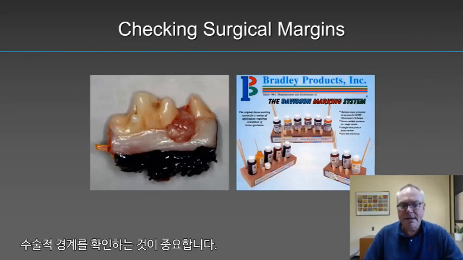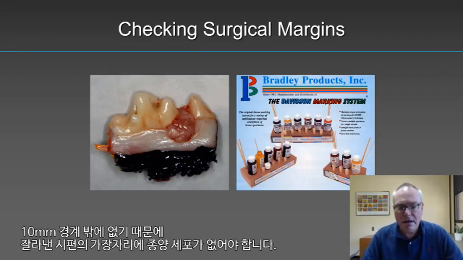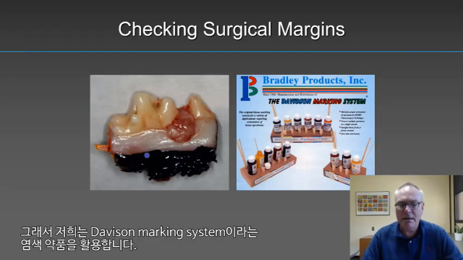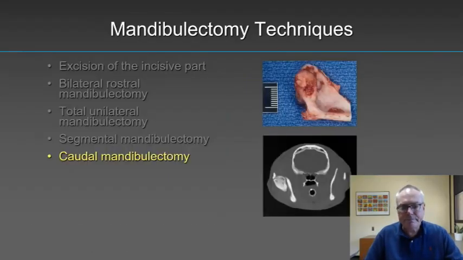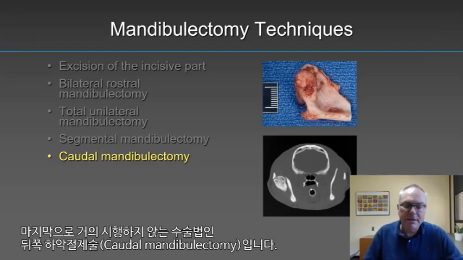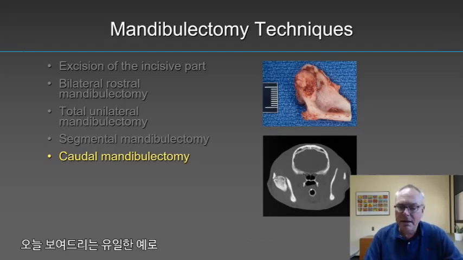Also important in these cases is to check the surgical margin, because you only have 10 millimeters of tissue, so you have to be really sure that you don't have tumor cells remaining on the periphery of the excised specimen. And for that purpose, we use the Davidson marking system, which is basically a set of stains that we apply to the rostral margin, the ventral margin, the caudal margin, so that the pathologist can check whether those margins are tumor free.